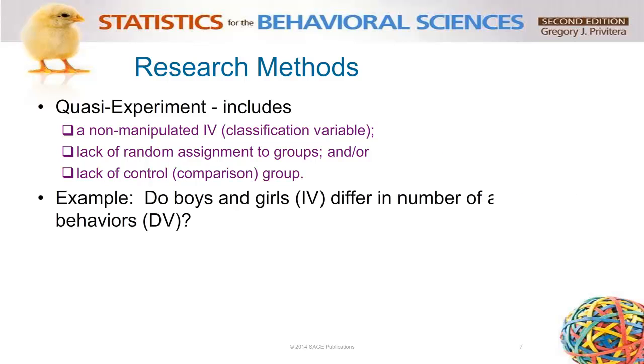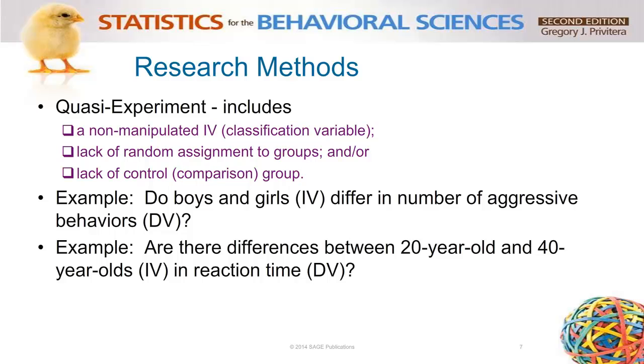So on the other hand, a quasi-experiment, quasi means kind of, sort of or approximately an experiment. This will typically have a non-manipulated independent variable. So in the last example, we divided people by random assignment into a stress group and a no stress group. So we're very clearly manipulating that independent variable.